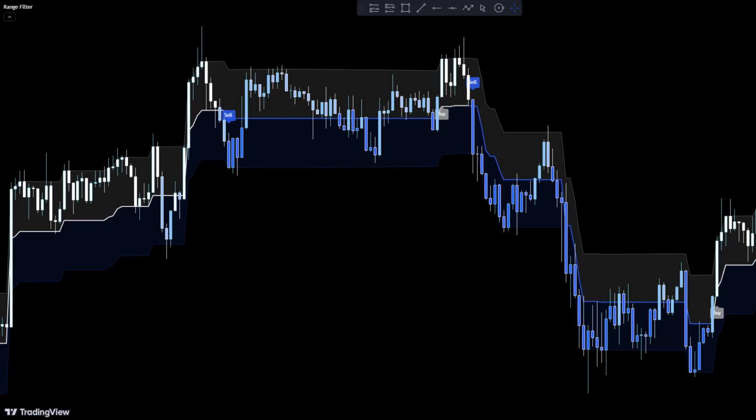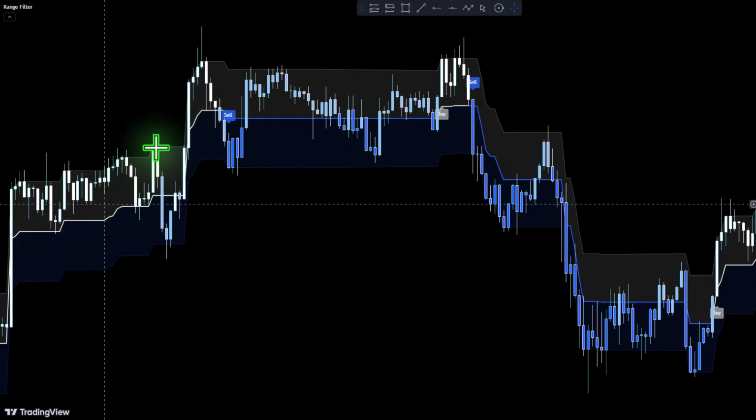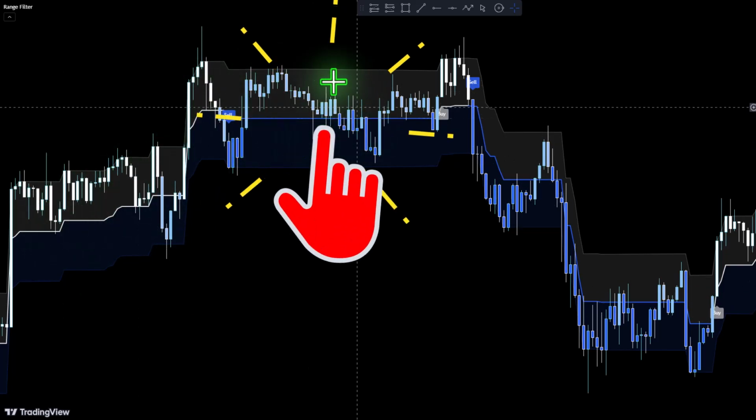Here's an example of where this range filter buy and sell indicator gave an excellent trading signal. Here on the chart, you can see that when the price came up from here, the price consolidated so much around here.